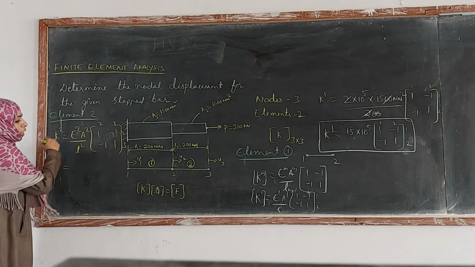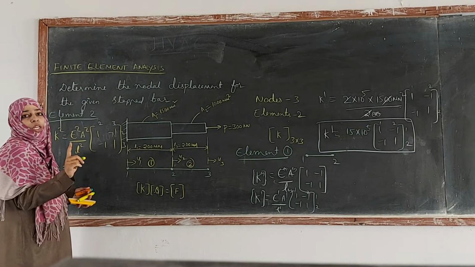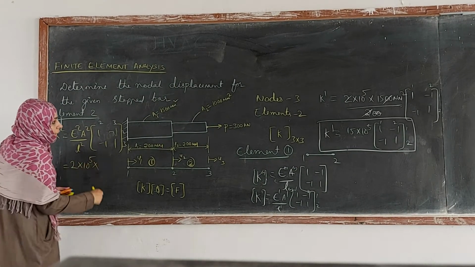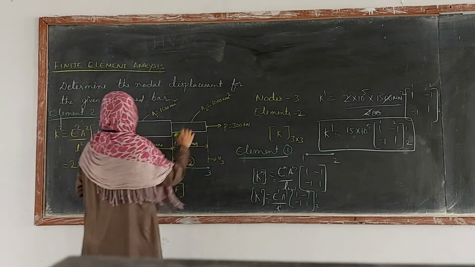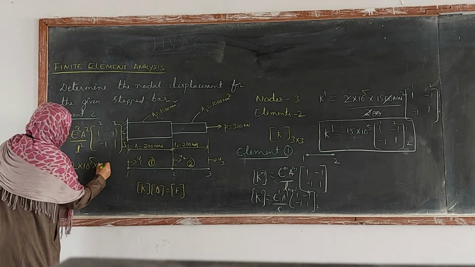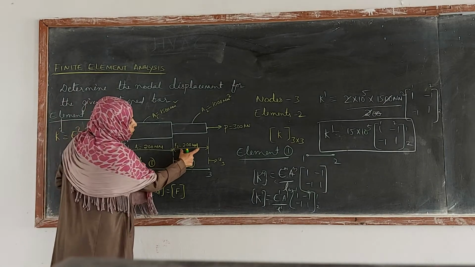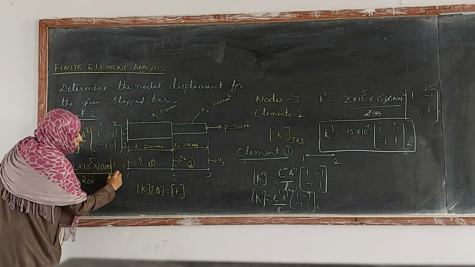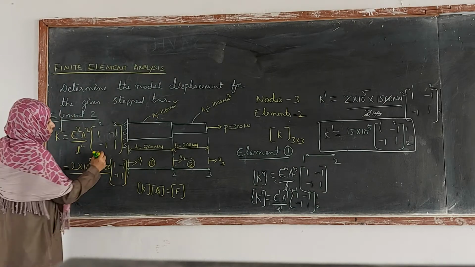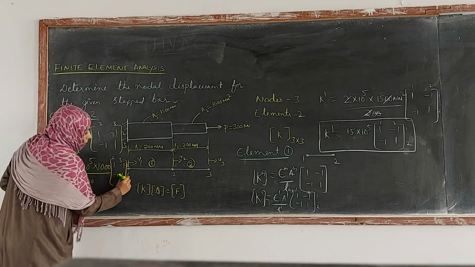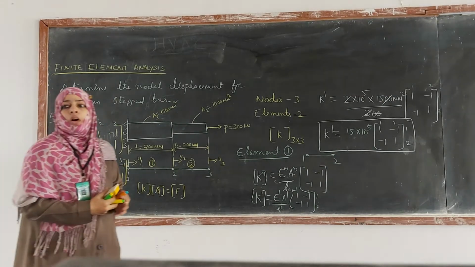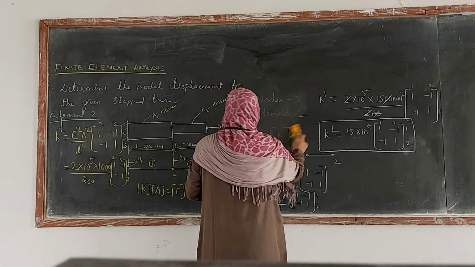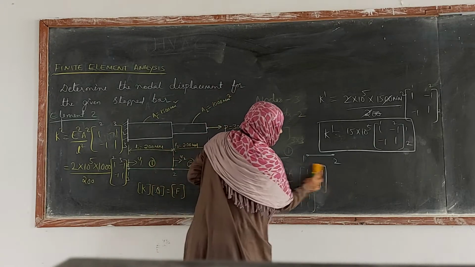So here, E2 is how much? E1 and E2 are the same, that is 2 into 10 to the power of 5. And A2 is how much? 1000 mm square, by L2. L2 is how much? This is 200 mm. And the same [1 -1; -1 1], and the shading nodes are 2 3 2 3. So after getting the element stiffness matrix of 1 and 2, we need to go for the global element stiffness matrix.